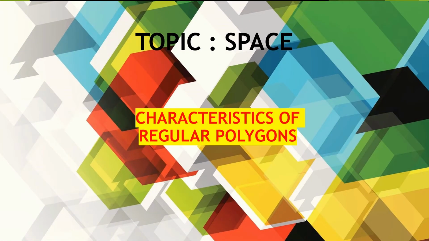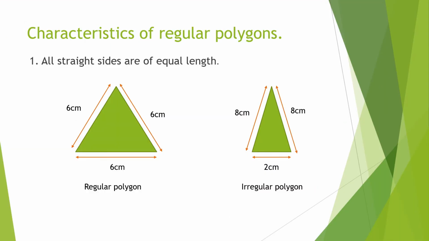Good morning, students. Today's lesson will be on characteristics of regular polygons. The first characteristic of a regular polygon is all straight sides are of equal length.